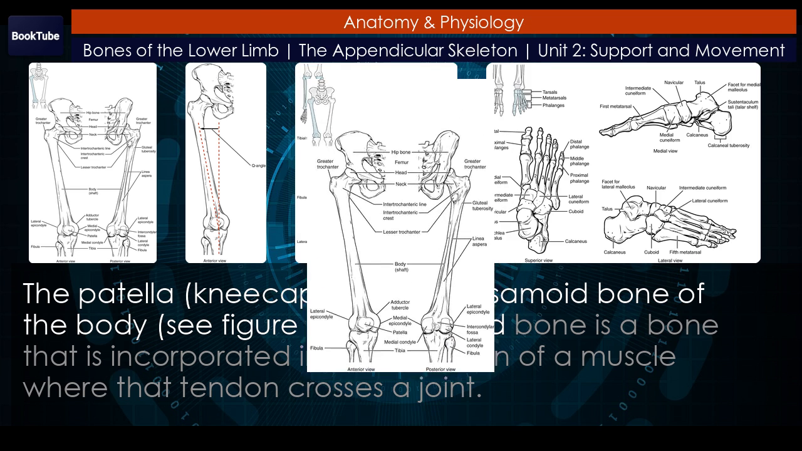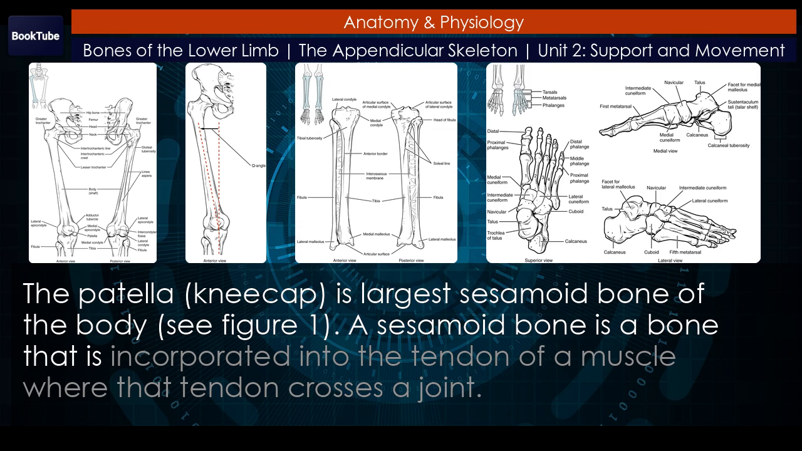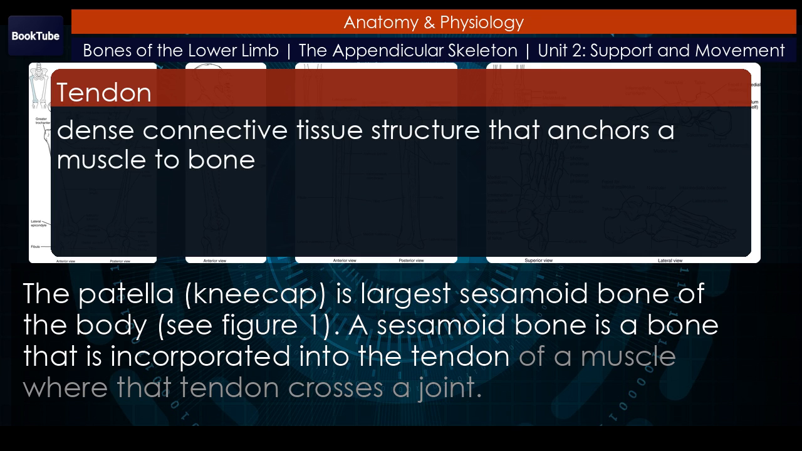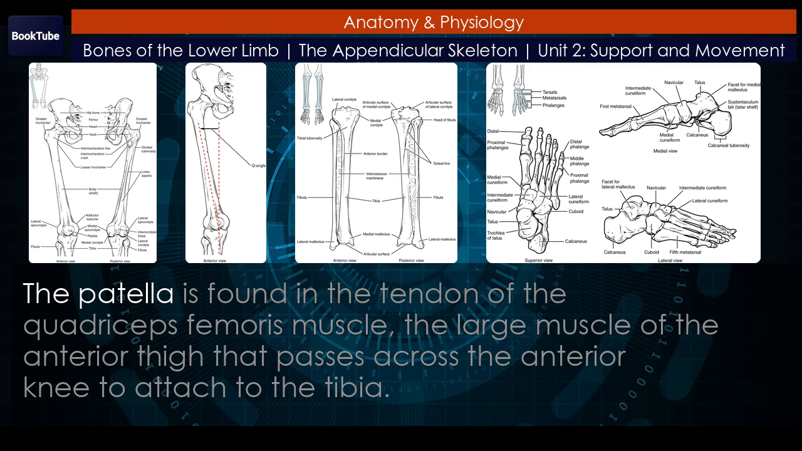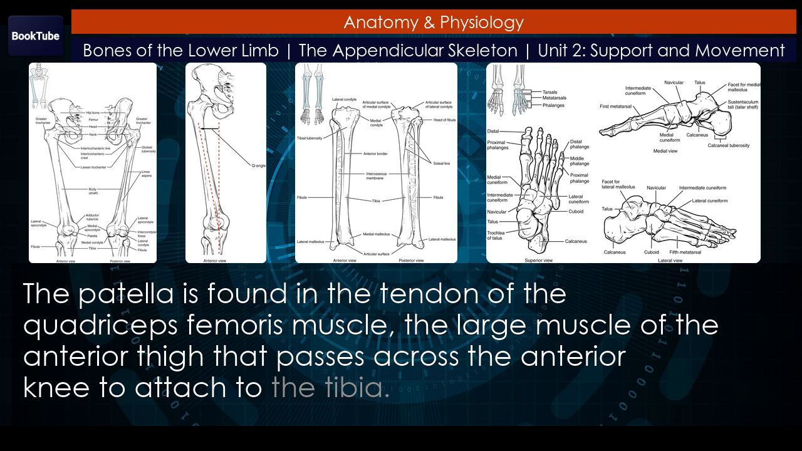Patella. The patella, or kneecap, is the largest sesamoid bone of the body. A sesamoid bone is a bone that is incorporated into the tendon of a muscle where that tendon crosses a joint. The sesamoid bone articulates with the underlying bones to prevent damage to the muscle tendon due to rubbing against the bones during movements of the joint. The patella is found in the tendon of the quadriceps femoris muscle, the large muscle of the anterior thigh that passes across the anterior knee to attach to the tibia.